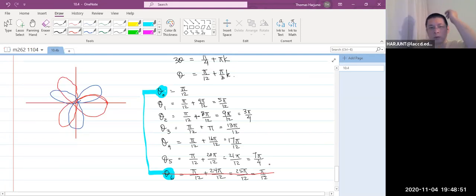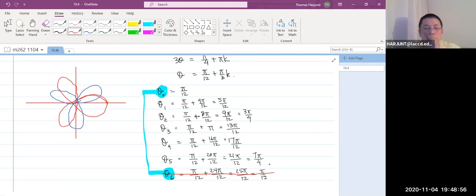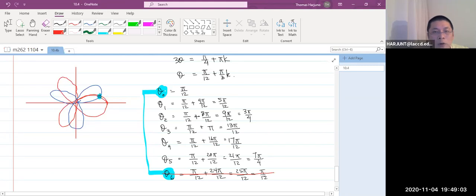So how many solutions do we have? There are 12. What are those 12? Can we pinpoint them here? This is pi over 12. 5 pi over 12 somewhere here. I don't really see it. Okay, 3 pi over 4, I can see it here. And then I have another one here, 7 pi over 4. So I identify this, identify this, identify this.